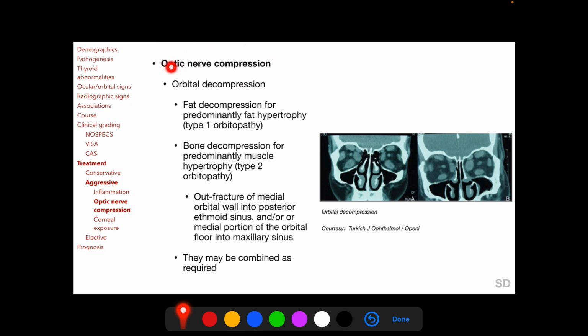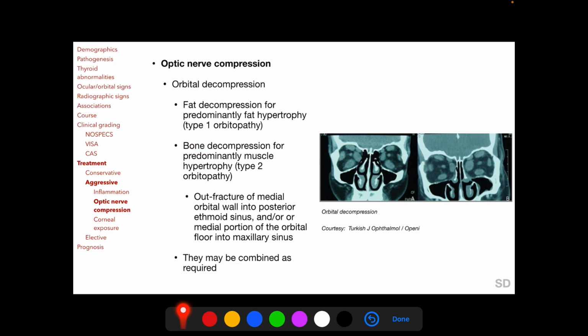Optic nerve compression from TED is a medical emergency, and it is primarily treated with orbital decompression. For predominantly fat hypertrophy disease, also called type 1 orbitopathy, fat decompression is done. For predominantly muscle hypertrophy disease, also called type 2 orbitopathy, bone decompression is done. For bone decompression, either outfracture of the medial orbital wall into the posterior ethmoid sinus and/or outfracture of the medial portion of the orbital floor into the maxillary sinus inferiorly are done, and fat decompression and bone decompression can be combined as required.